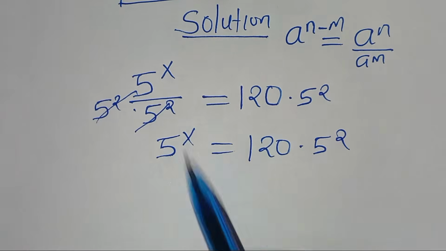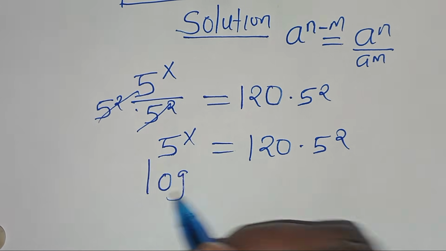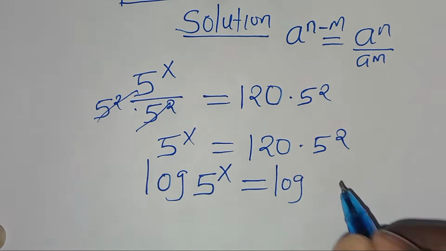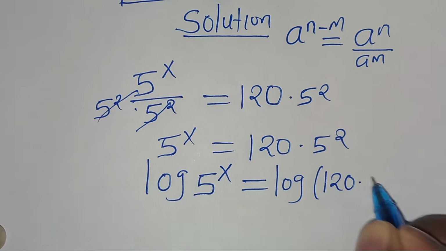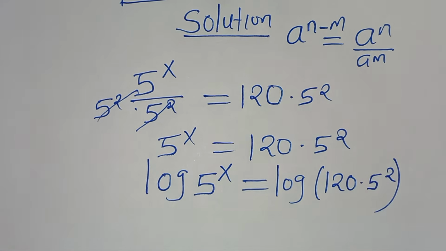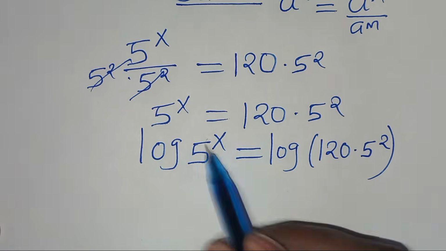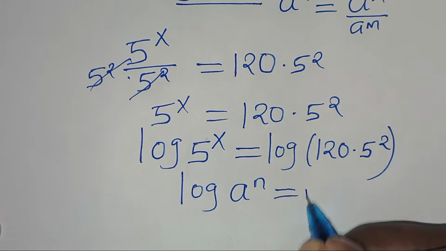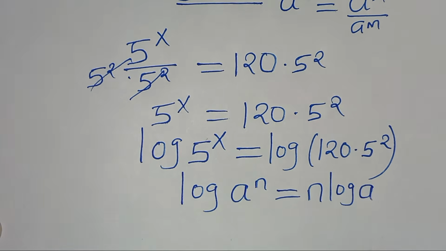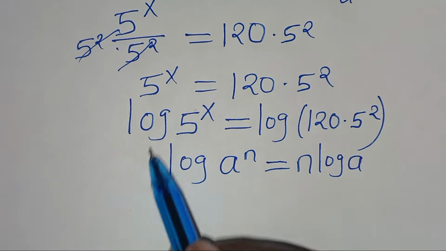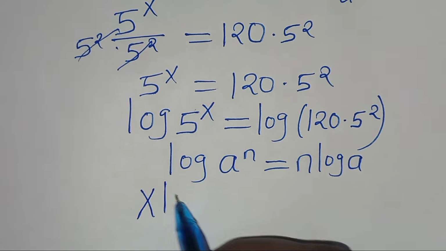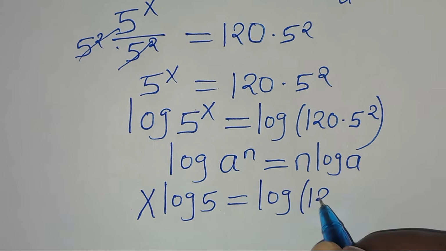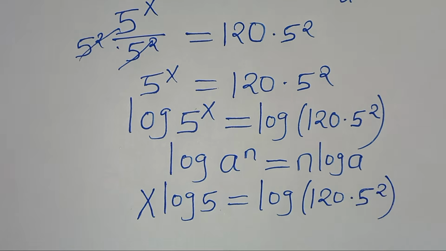The next step to solve for x here, we introduce logarithm on both sides such that we have log 5 to the power of x. This is equal to log 120 multiplied by 5 to the power of 2. Now, log 5 to the power of x, this is in the form of log a to the power of n, which can be expressed as n log a. Now, applying this power rule property, then log 5 to the power of x becomes x log 5. This is equal to log 120 times 5 to the power of 2.